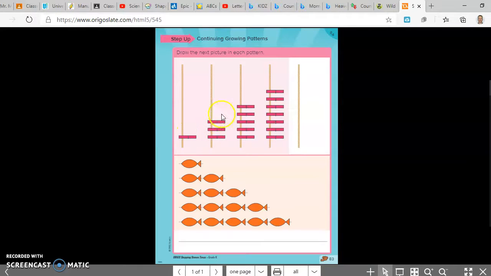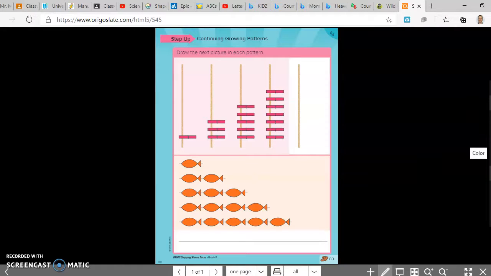See, 2 more there, makes 3 after 1. And then after 3, 2 more makes 5. And then 2 more makes 7. Okay? So what would go here on the last one? To finish out the pattern, what would we put? This one's 7. And if we had 2 more, how many would it be? Well, let's go ahead and take a look.